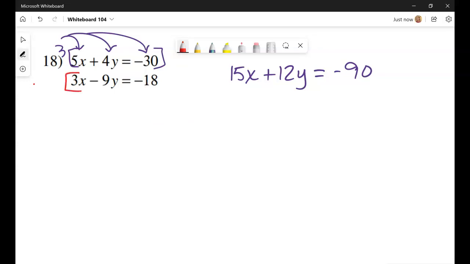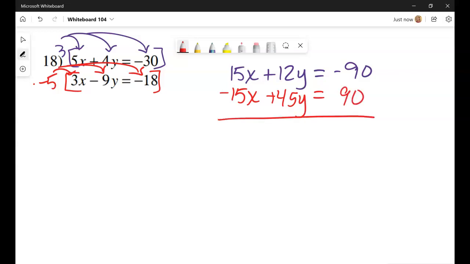Now I've got to make an adjustment on this equation as well. Oh, okay, good. Y'all want to multiply by negative 5 because you know I have to make that 15 actually be a negative 15. So what's that going to give me? Negative 15x plus 45y equals 90. Now I can cancel out these 15s. That was how I designed the problem. We created that environment to happen that way.